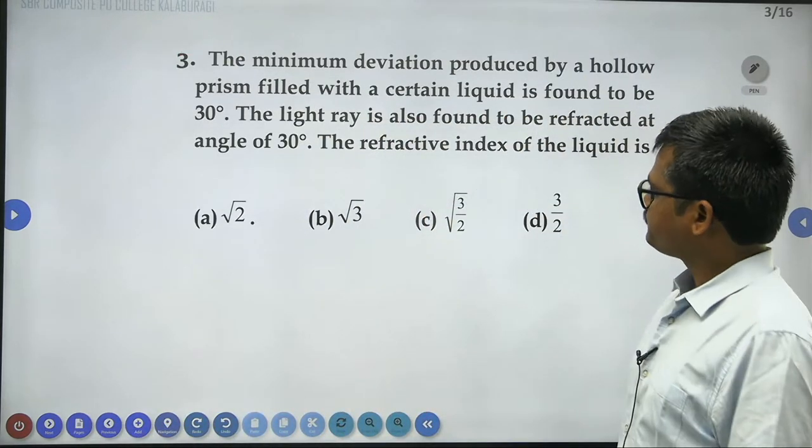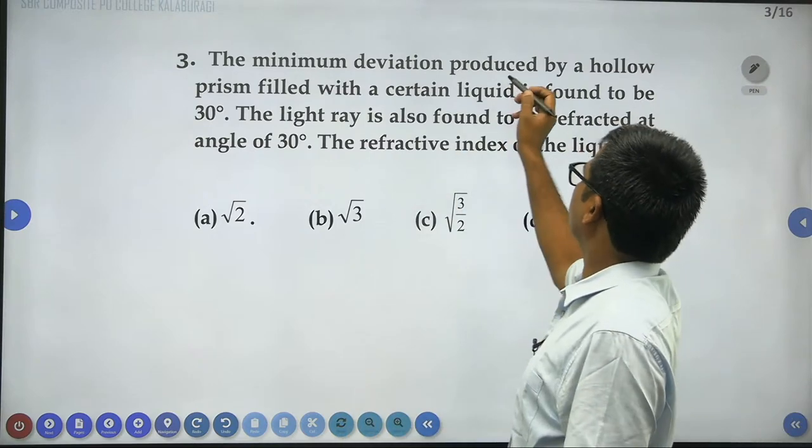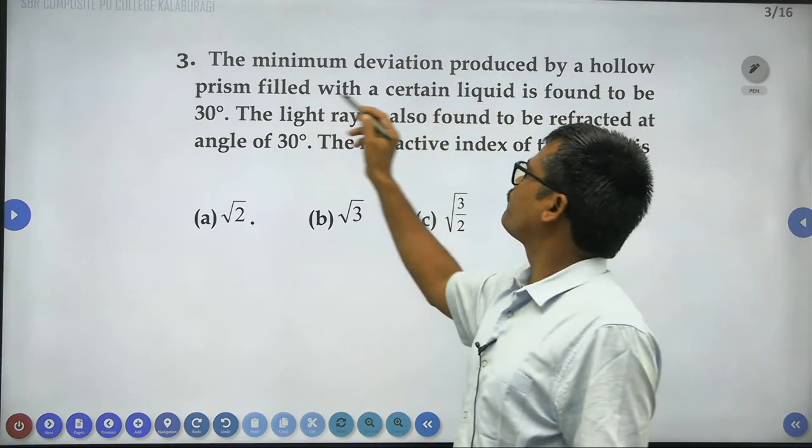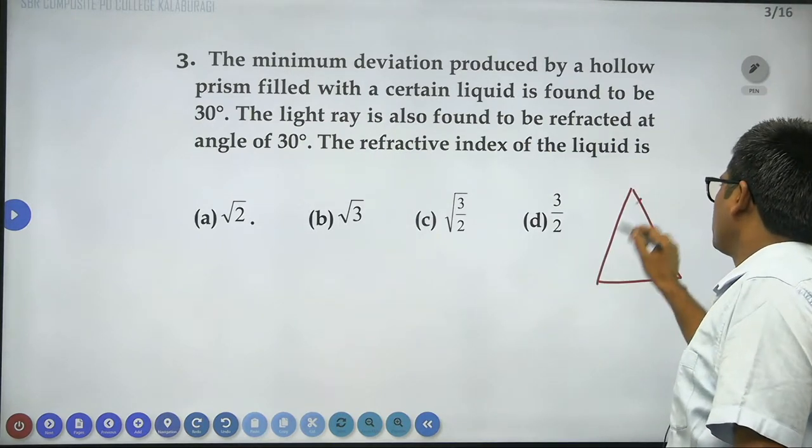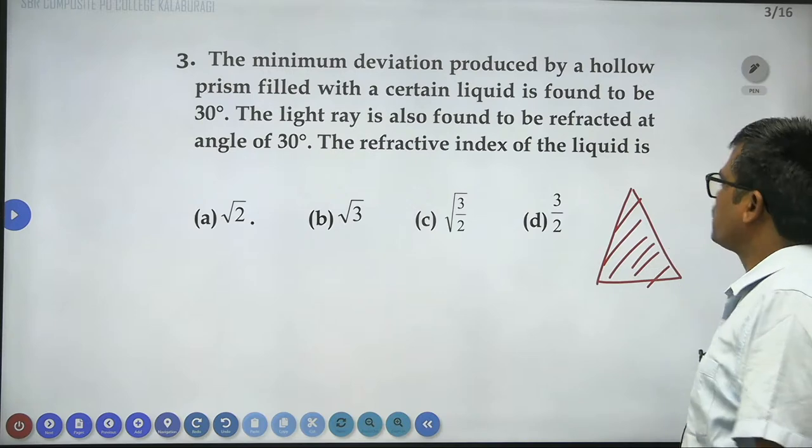Okay, next one. The minimum deviation produced by a hollow prism filled with a certain liquid. One prism is filled with a certain liquid.